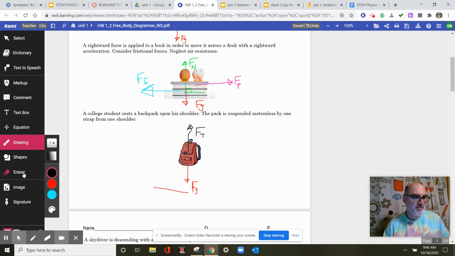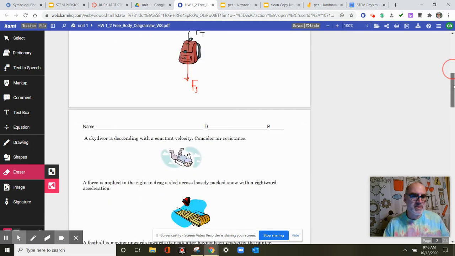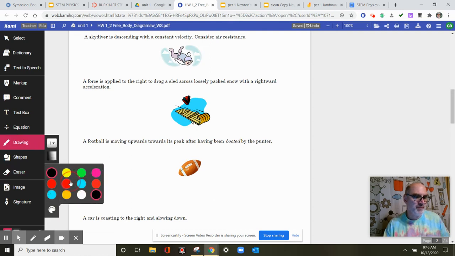All right, I'm going to have to erase that if I don't get asked about it. All right, page 2. Here's a skydiver. This is basically the same thing as a squirrel. It's just a skydiver. Force of gravity.